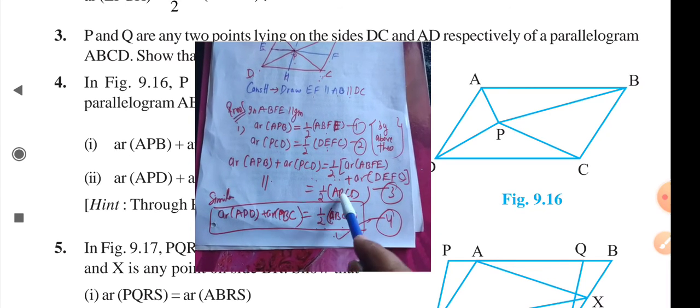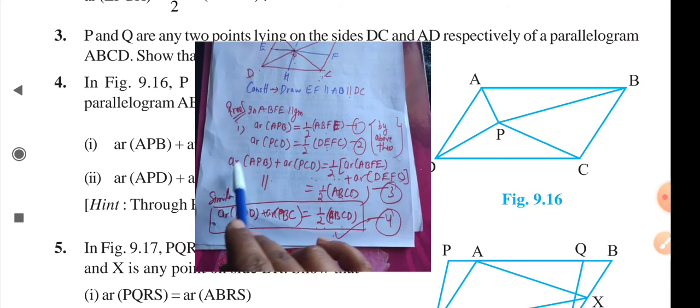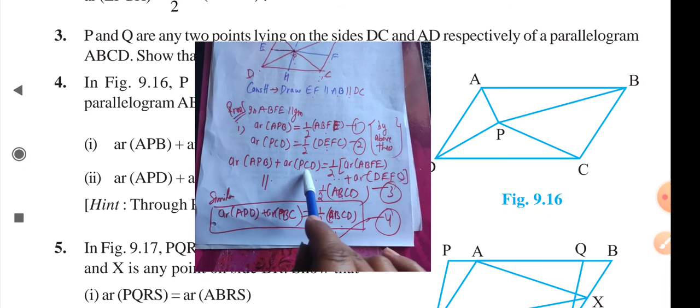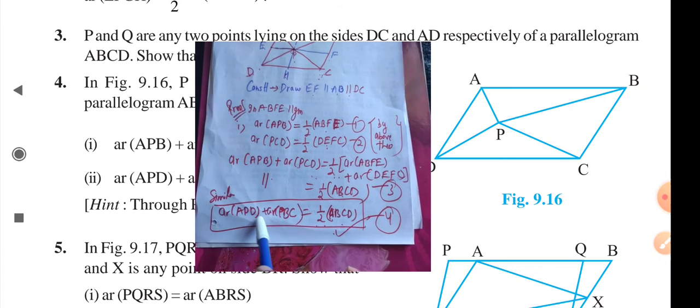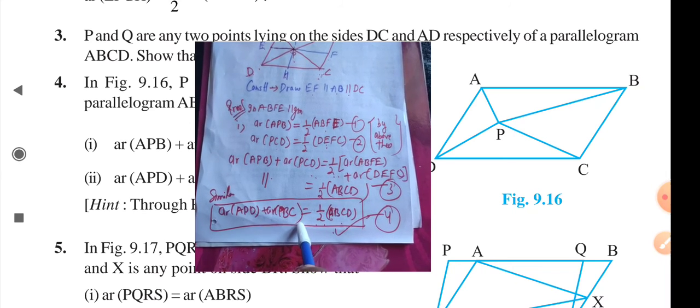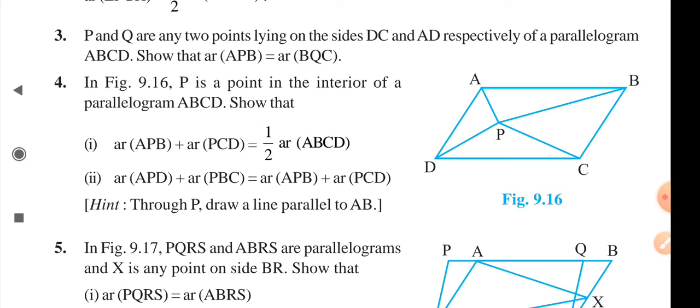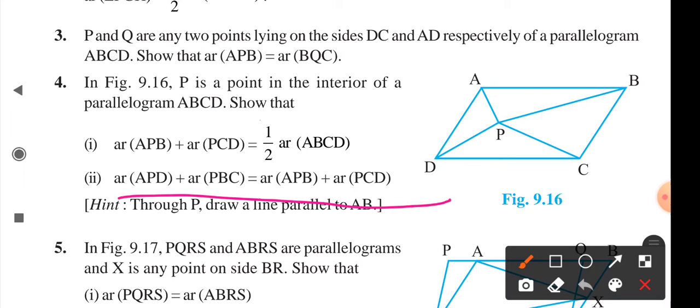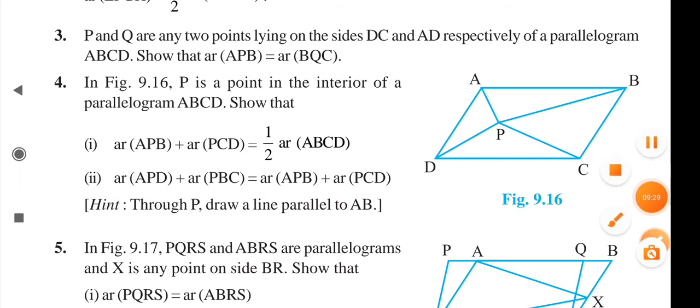From equation 3rd and 4th, you can see that the right hand sides are equal. Therefore the left hand side, that means area of APB plus area of PCD is equal to area of APD plus area of PBC. This we have to prove. You can see here in the question also that this one we have to prove.